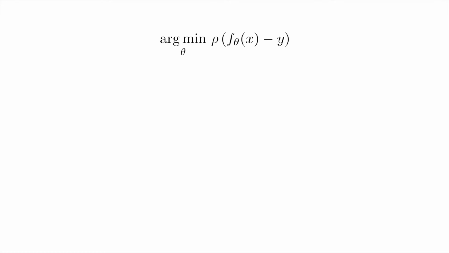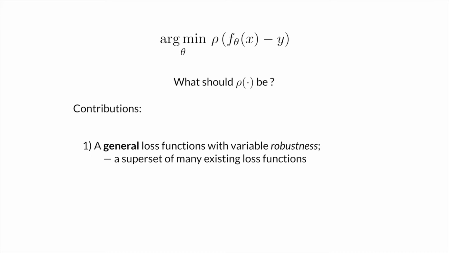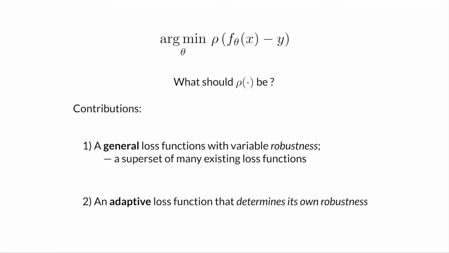Here's a common problem in machine learning and computer vision where we're trying to minimize some loss to recover some model parameters. Depending on your task, it can be really hard to determine exactly what loss you should minimize to get the best results. Today I'll be presenting a general family of loss functions with varying degrees of robustness, and I'll show that this family is a superset of a bunch of existing loss functions in the literature. I'll also be presenting an adaptive loss function that automatically determines which member of that general family to use, which allows training or optimization to determine its own robustness.